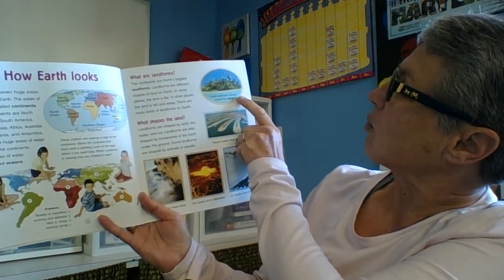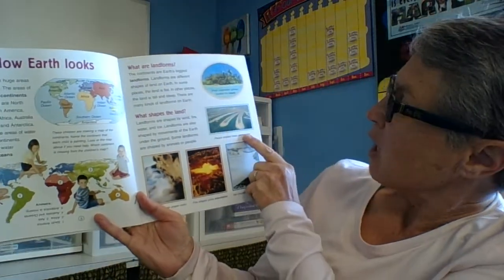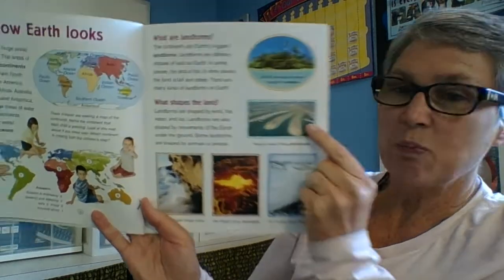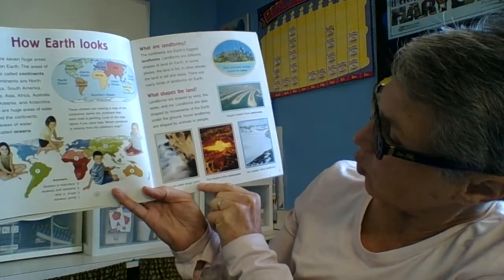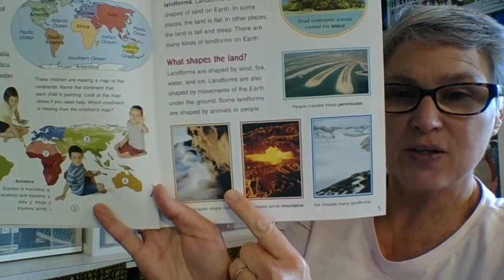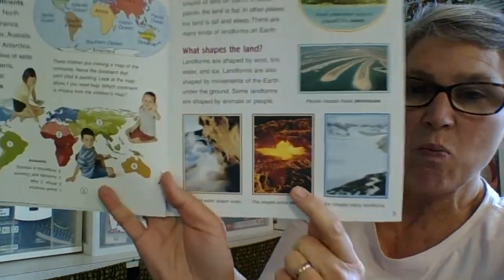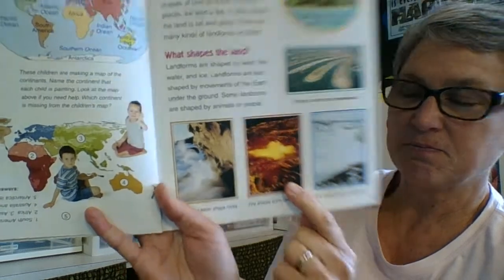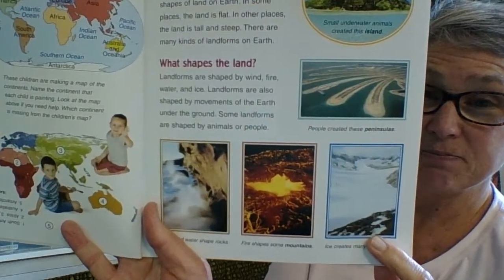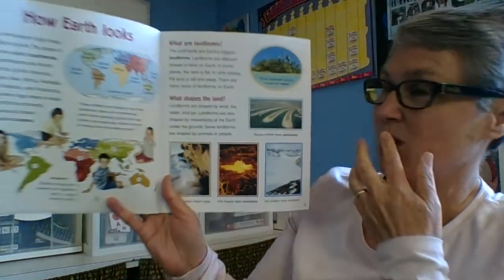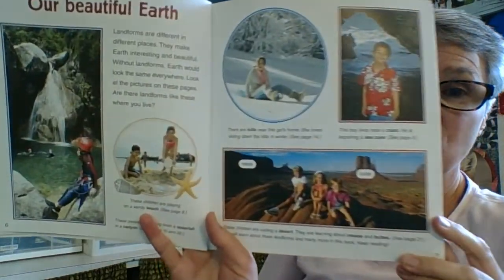Small underwater animals created this island. People created these peninsulas. Wind and water shaped the rocks. Fire shaped some mountains. Ice created many landforms. Our beautiful Earth.